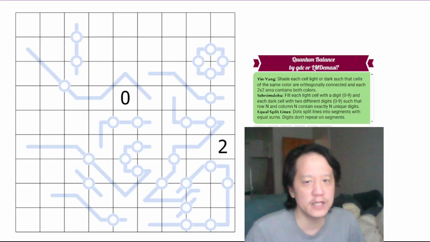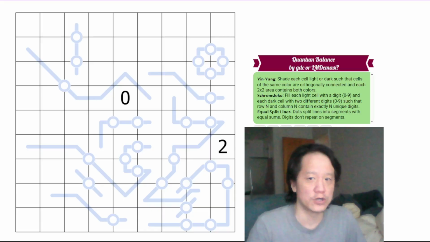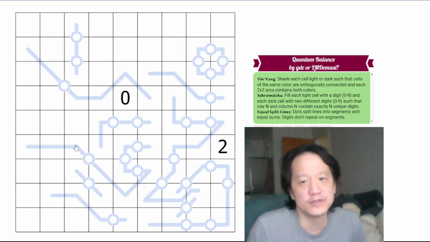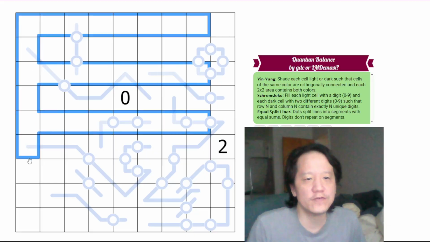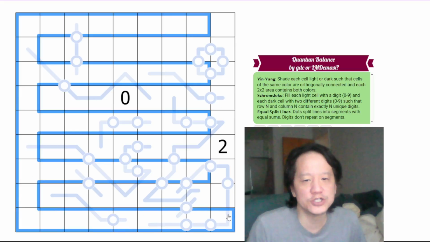We have yin-yang, where we need to shade each cell light or dark, such that cells of the same color are orthogonally connected, and each 2x2 area contains both colors. So this is an example of a valid yin-yang shading.